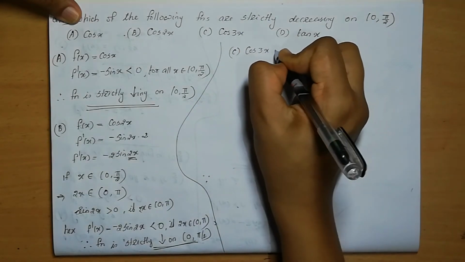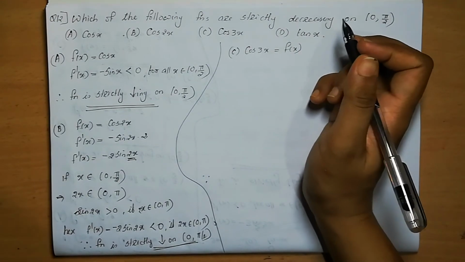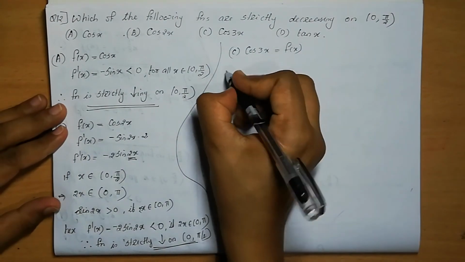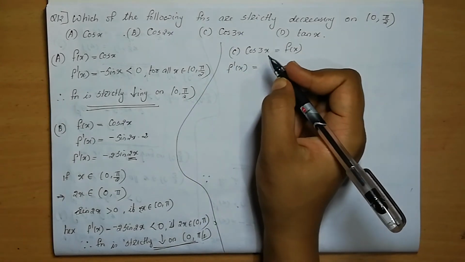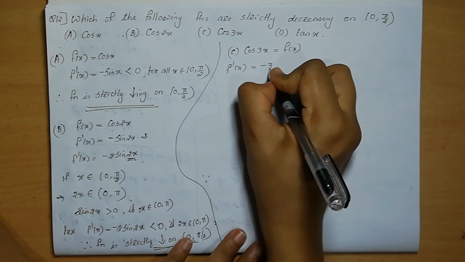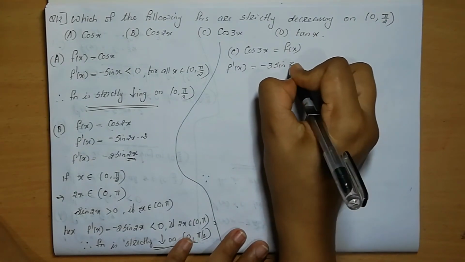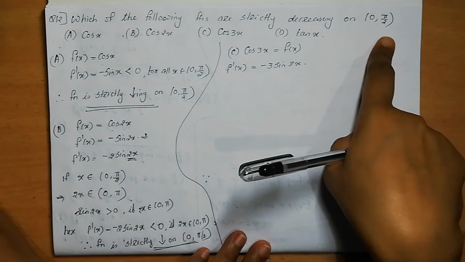Cos 3x. This one we can take as f of x. So first derivative we need to write, that means f dash x. F dash x equal to derivative of cos x is minus sin x, then derivative of 3x is 3 only, right? So minus 3 sin 3x is the answer, correct?